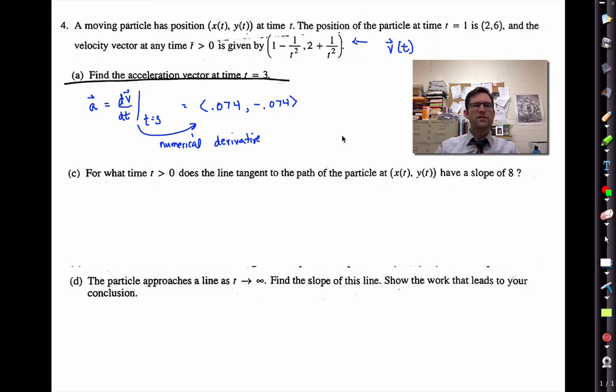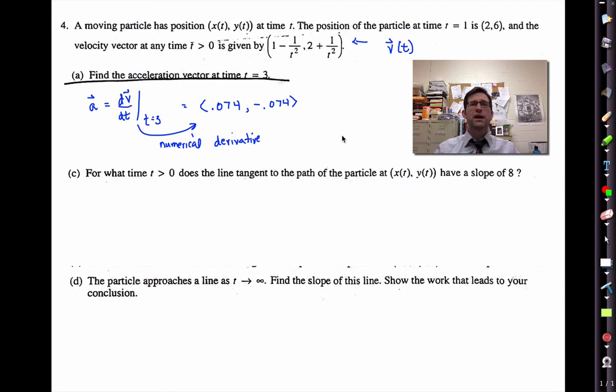Letter C asks, for what time t greater than 0 does the line tangent to the path have a slope of 8? This is a problem worth its weight. Okay? So I want you to pause the video, and I want you to figure this out. All right, let's do it.